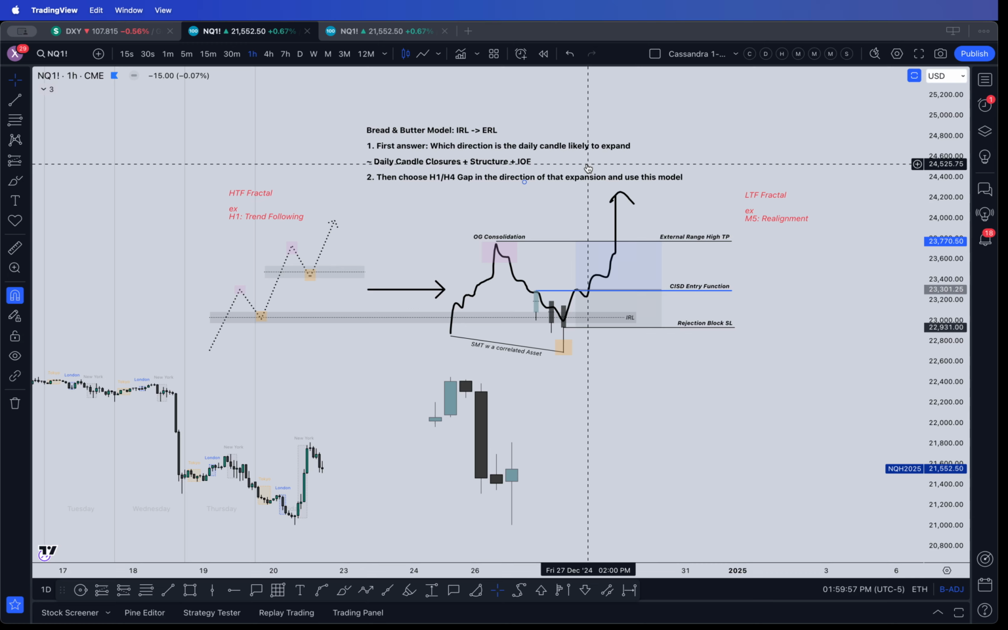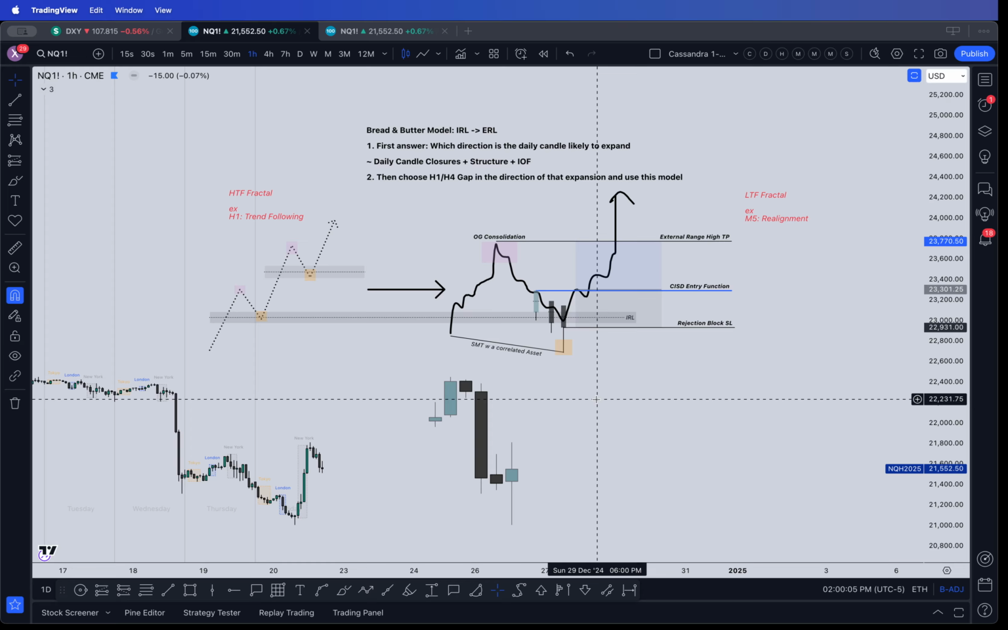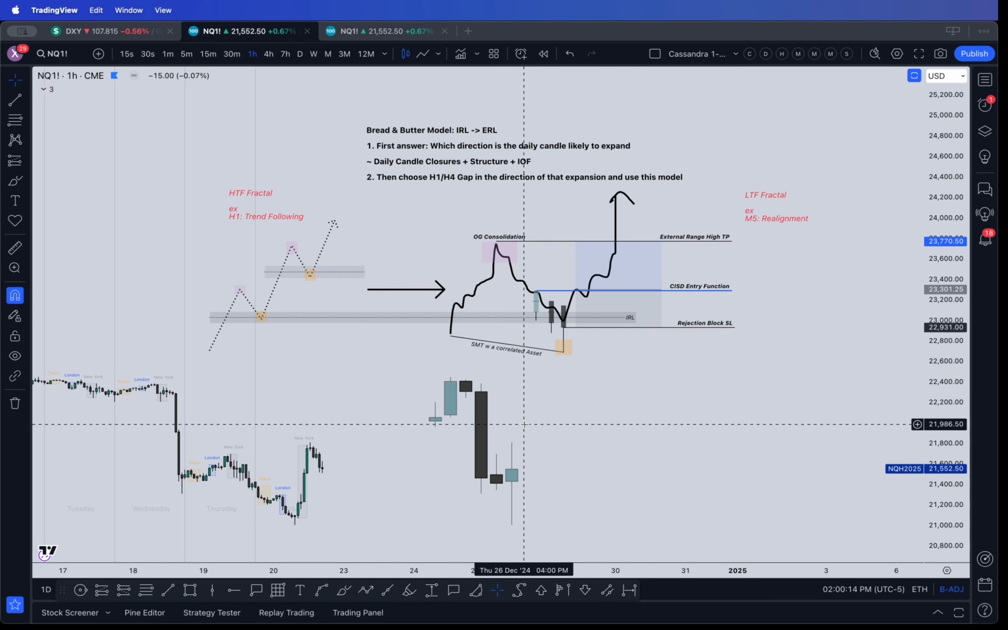Once we have an answer of which direction the daily candle is likely to expand in, what we will then do is choose a 1 hour or 4 hour inefficiency in the direction of that anticipated expansion. So if we're bullish, we're choosing a 1 hour or 4 hour bullish fair value gap, and if we're bearish, it's the inverse.